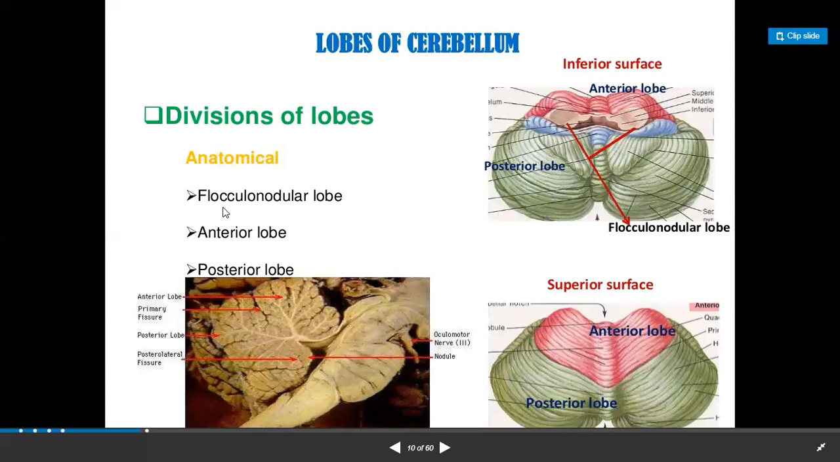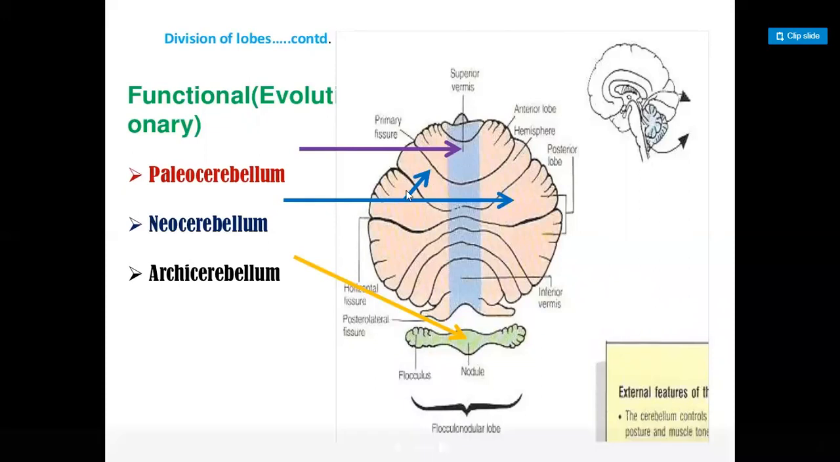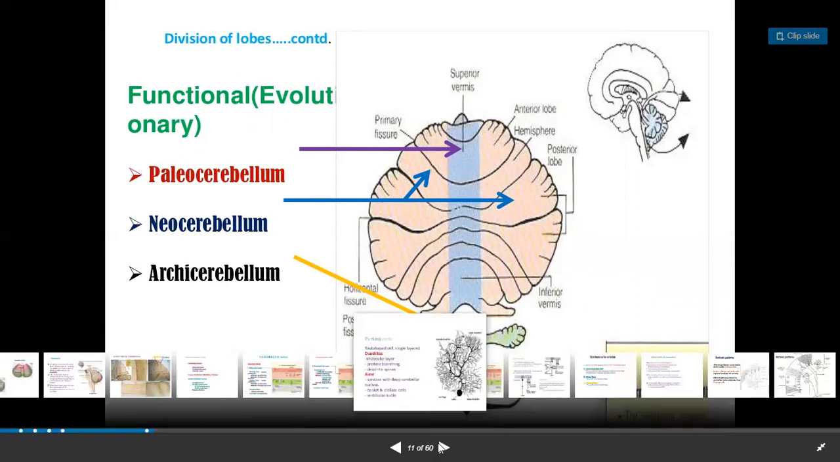Apart from the anterior and posterior lobe, there is one more small lobe which is shown in blue color. This lobe is called the flocculonodular lobe. So overall, how many lobes does the cerebellum have? Three lobes: the anterior lobe, posterior lobe, and flocculonodular lobe. According to functional evolution, the evolutionary subdivisions of the cerebellum are paleocerebellum, neocerebellum, and archicerebellum.